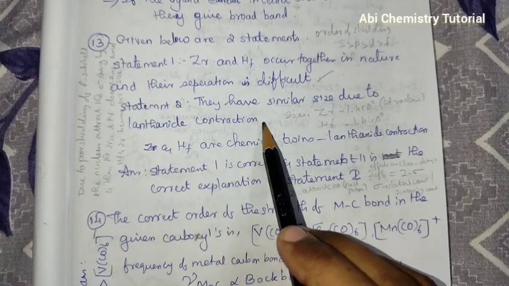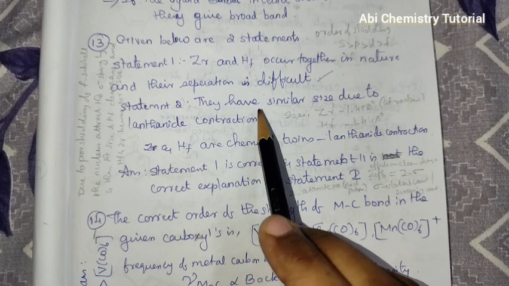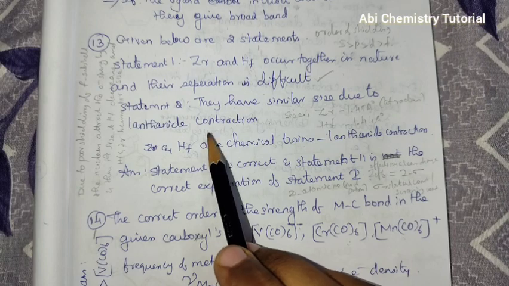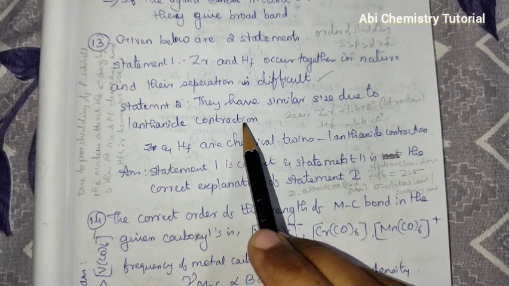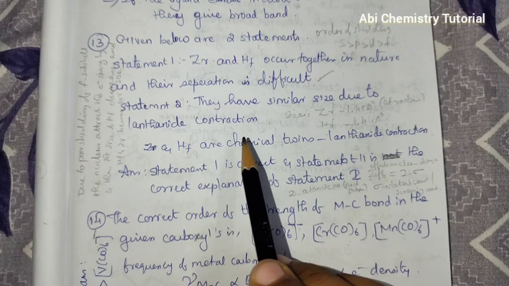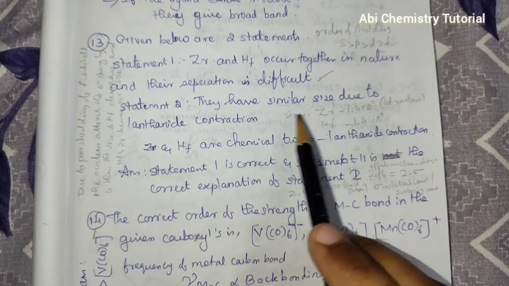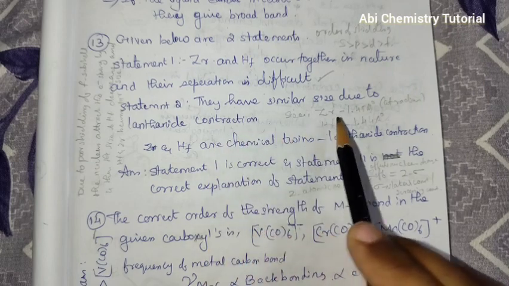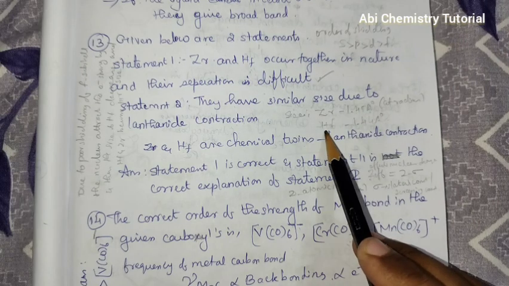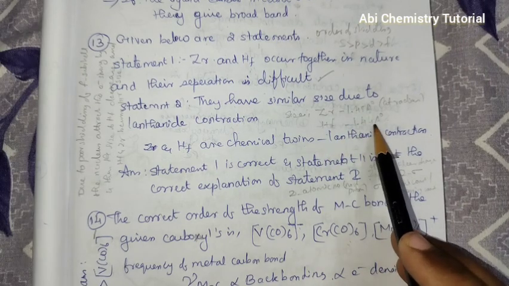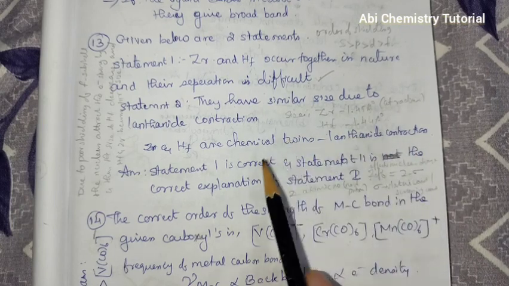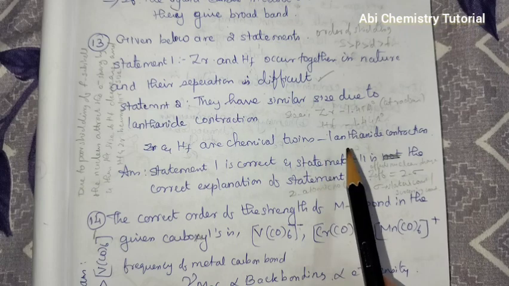That is also true because the f subshell has a very poor shielding effect. So the nucleus will attract the electrons strongly, and thus the size of hafnium will be reduced and it becomes almost similar to that of zirconium. So both have almost similar sizes. The atomic radius of zirconium is 1.45 Angstrom and that of hafnium is 1.44 Angstrom, which is almost the same. So statements 1 and 2 are correct, and 2 is the correct explanation for statement 1.